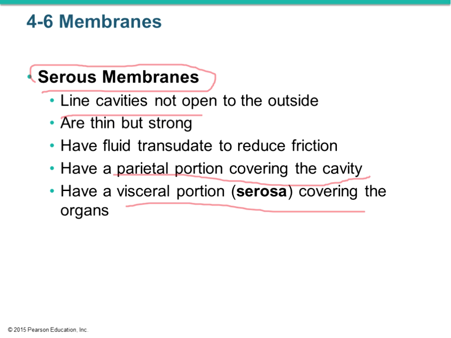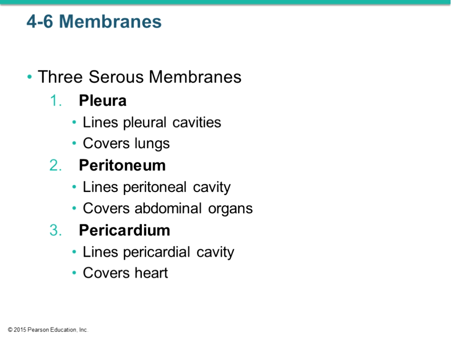The parietal portion covers the cavity, the visceral portion covers the organ. And oftentimes these have a transudate, which is a fluid, on their surface to help reduce friction. So when these two membranes rub together, things can move very easily. Okay? So those are serous membranes. There are three types: pleural, peritoneal, and pericardial.